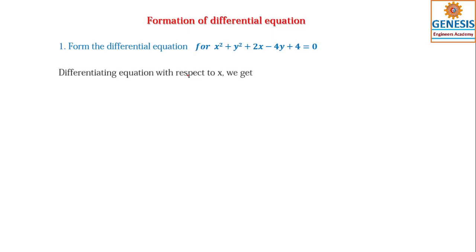Then how do we form a differential equation from a general solution? So this is the equation of a family of circles. To decide on it, we have to differentiate this equation. So here there is only one constant, so one differentiation is enough. That is, the first differentiation is enough.